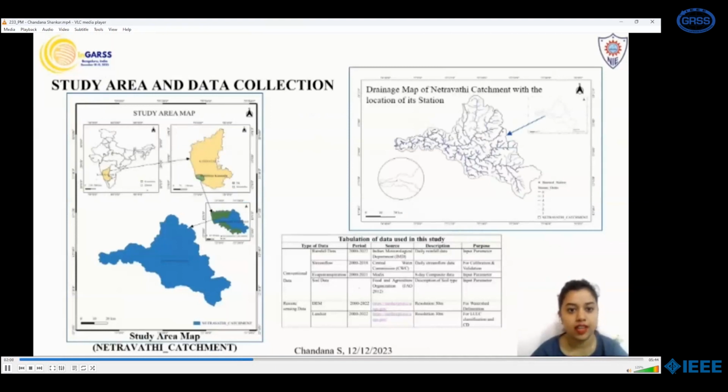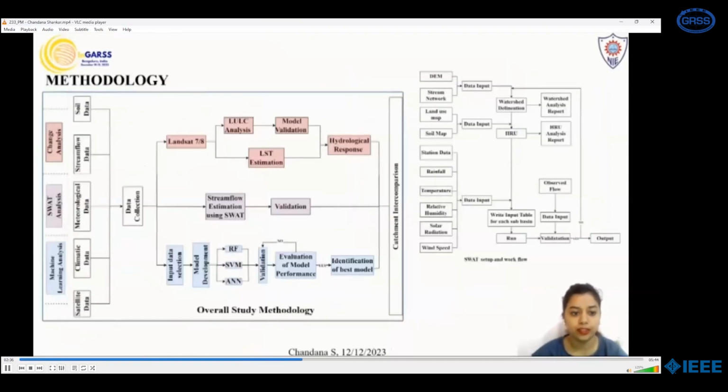Therefore, the Netravati catchment of Dakshina Kannada, Karnataka, covers an area of 3,657 km², with the longest river path of 107 kilometers, draining across the catchment, and a hydroclimatic station, Bantwal, is located in our study area. The collection of data sets was carried out using conventional and remote sensing methods with respect to their purposes. Coming to our overall methodology, it has 3 different parts and tools.